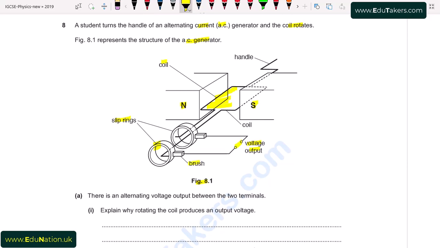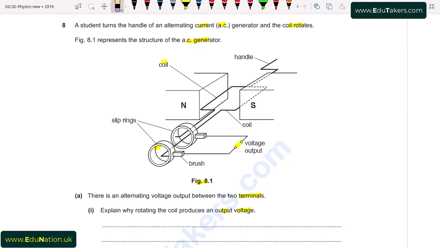Part A. There is the alternating voltage output between the two terminals. 1. Explain why the rotating coil produces an output voltage. So when we rotate the coil, there will be the output voltage. We have to explain how, as the coil rotates, the output voltage is produced.